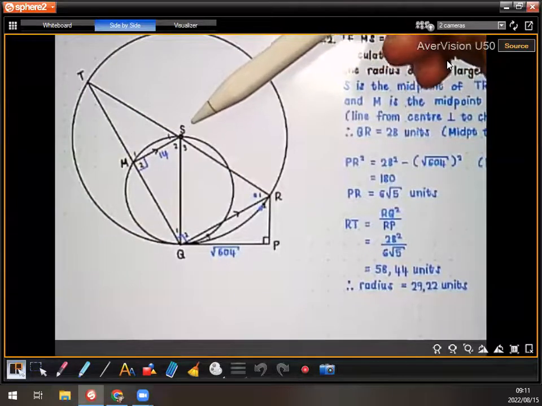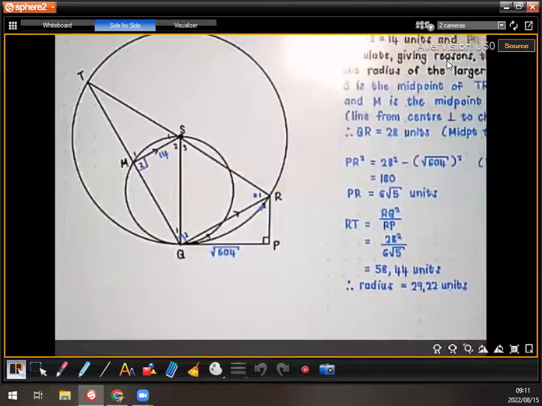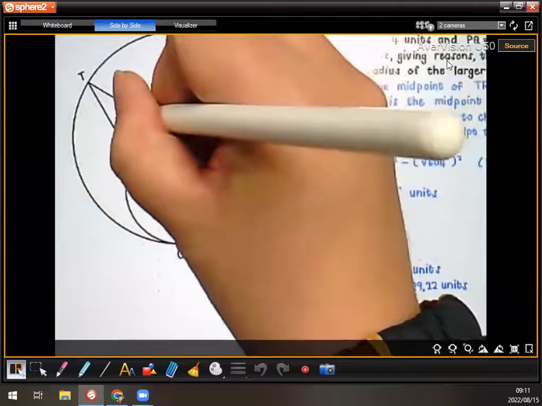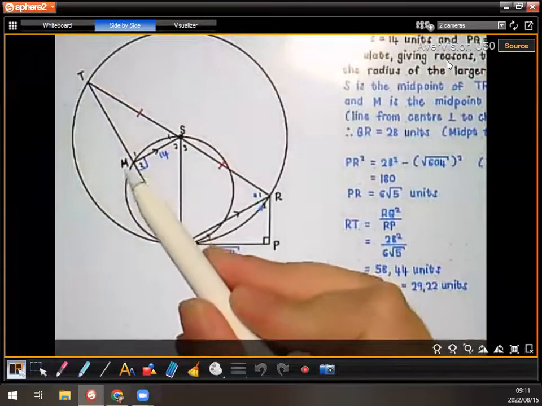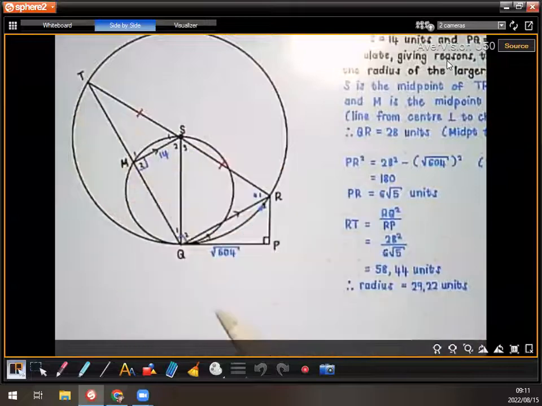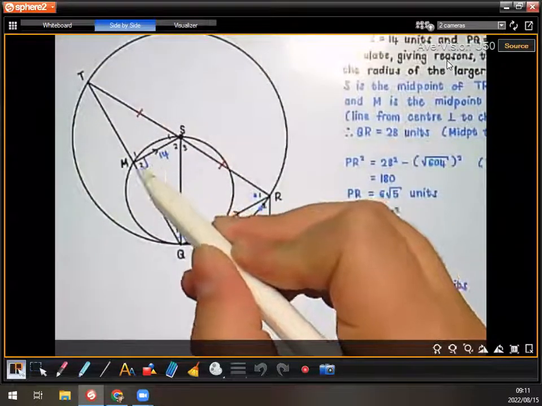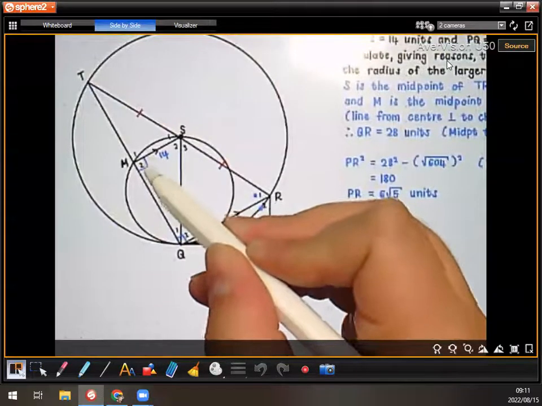So it makes sense that S is definitely the midpoint of this line. So if you wanted to, you could fill in on your diagram that those two lines are equal, right? They're both radii. And then for M, to show that M is the midpoint of TQ, that's a little bit more difficult. I filled in this 90-degree angle here, from the very first question.